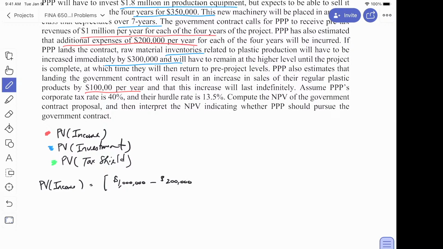And then I'm going to put that in an annuity for 4 years at 13.5% after tax.